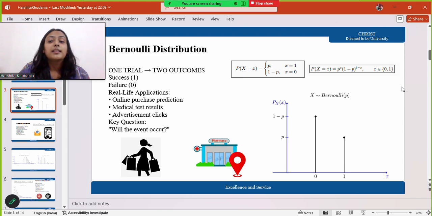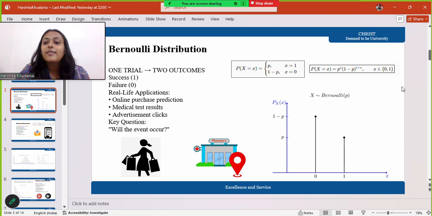Bernoulli distribution. This distribution models one trial with only two outcomes, success or failure. The random variable represents whether the outcome is a success or a failure. For example, an online customer either purchases a product or does not purchase it. This distribution is suitable because every customer visit has only two possible outcomes, making it useful for analyzing conversion rates.